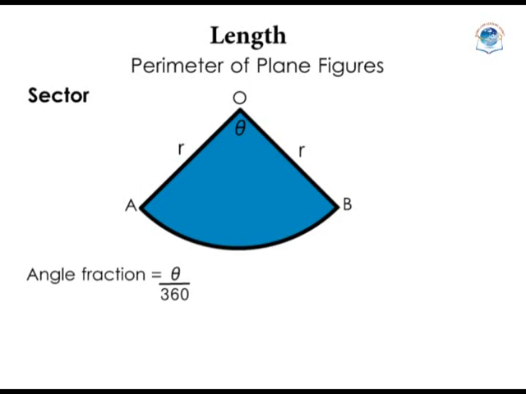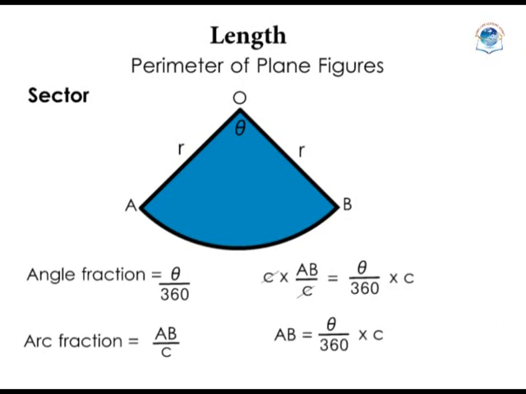Equally, the length of arc AB is a fraction of the total circumference, C. It is given as AB over C. The two ratios are equal. AB over C is equal to theta over 360. To find AB, we multiply each side by C, and that gives us AB is equal to theta over 360 times C. Remember, C is equal to 2 pi r, and so in general, arc length is given by theta over 360 times 2 pi r.